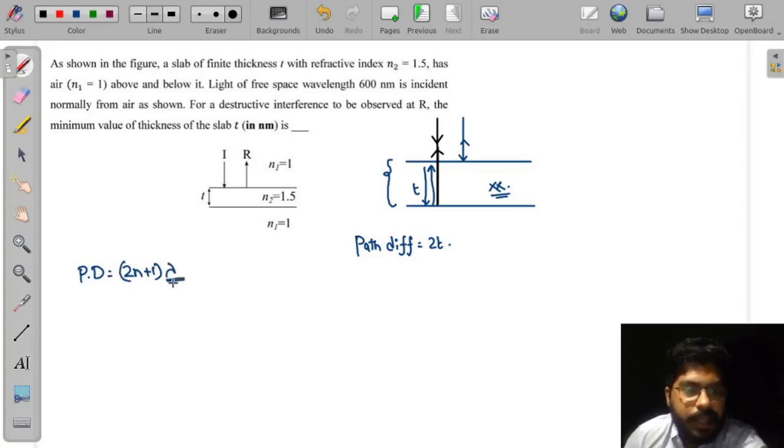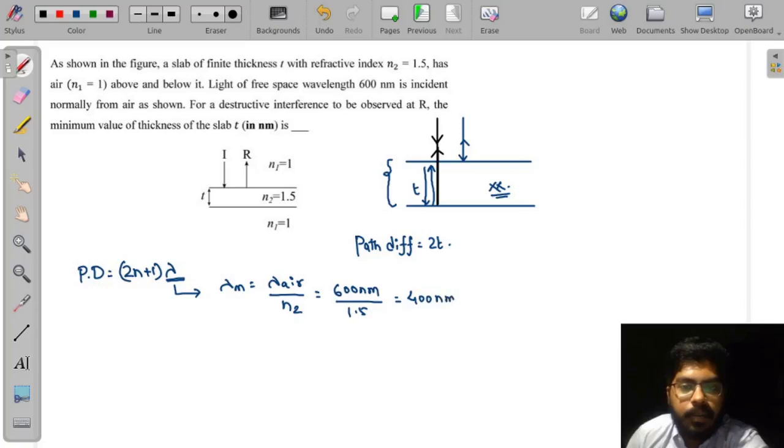And what is lambda here? Lambda is the wavelength where this path difference is occurring. The path difference is occurring inside this glass slab, so lambda will be the lambda of the medium, which is lambda of the air divided by refractive index of glass, that is n2. So 600 nanometer divided by 1.5, that is 400 nanometer.